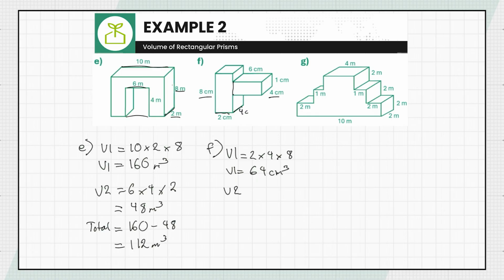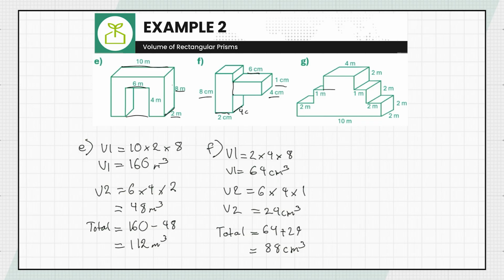Now our volume of our second object, well, our length is going to be 6, so 6 times our width is 4, times our height, which is 1. So our volume for our second object is just going to be equal to 24 centimeters cubed. That means that the total is going to be equal to 64 plus 24, and that means we're left with 88 centimeters cubed.